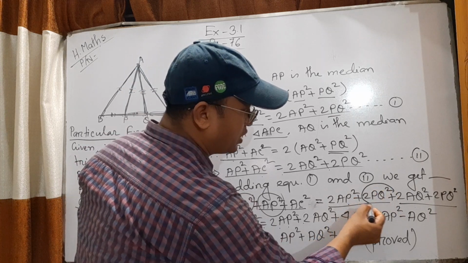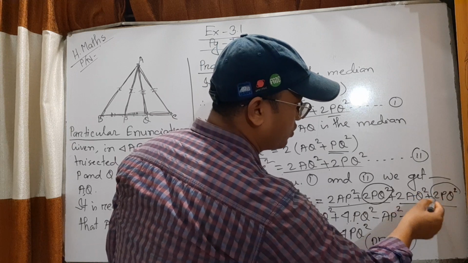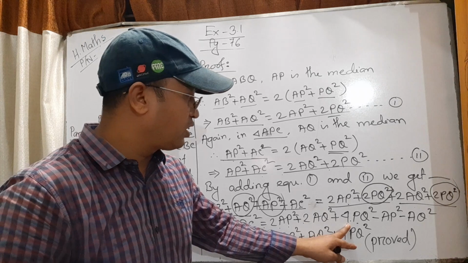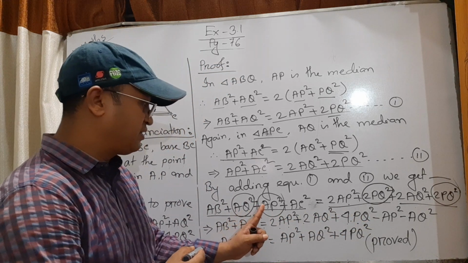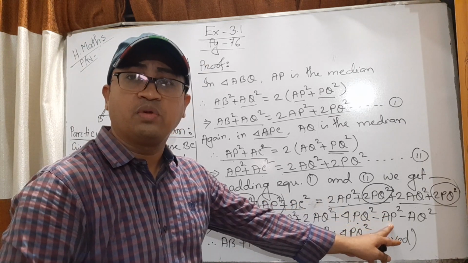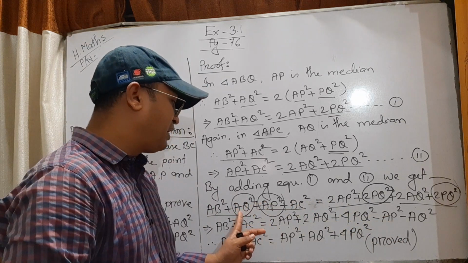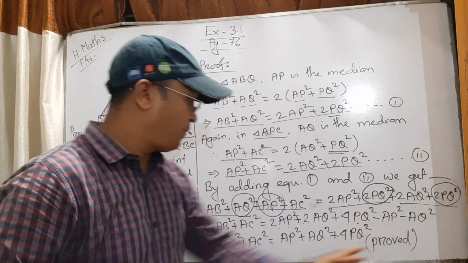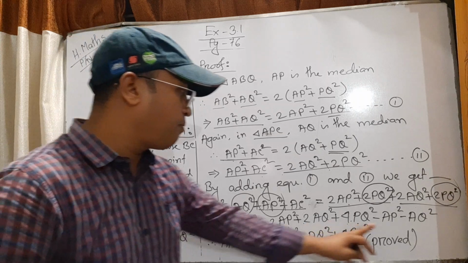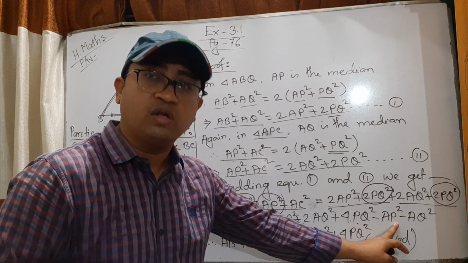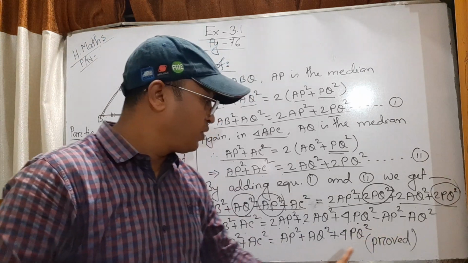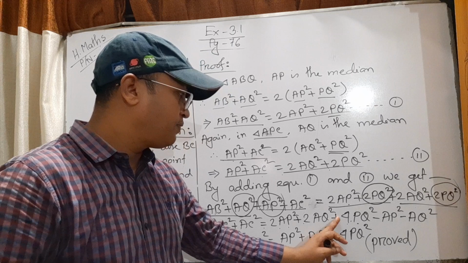Look, there's 2PQ square and there is 2PQ square. It will be 4PQ square, and minus AP square, that is this one. It was plus AP, and when you transfer it, it will be minus AP square. Similarly, AQ will be minus AQ square. So it is AB square plus AC square equal to 2AP square minus AP square, it will be only AP square. Similarly, 2AQ square minus AQ square, it will be only AQ square plus 4PQ.